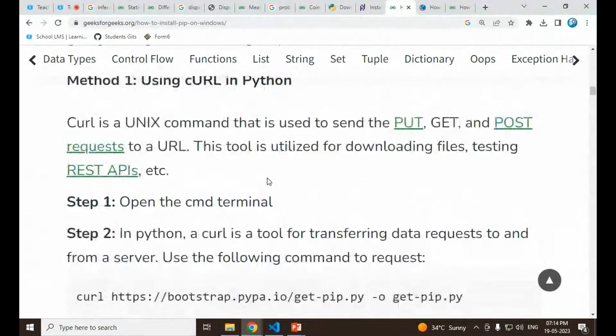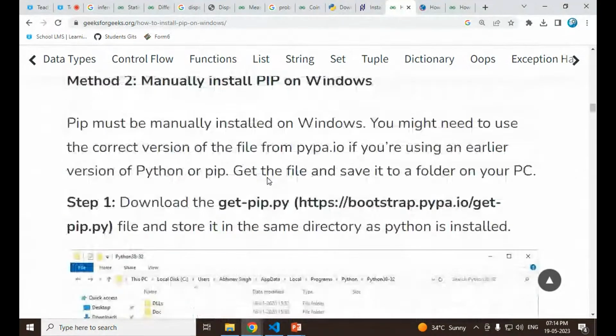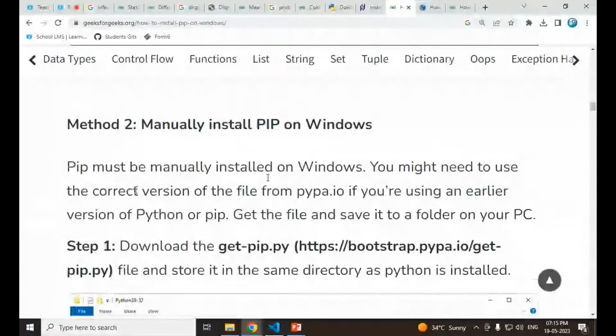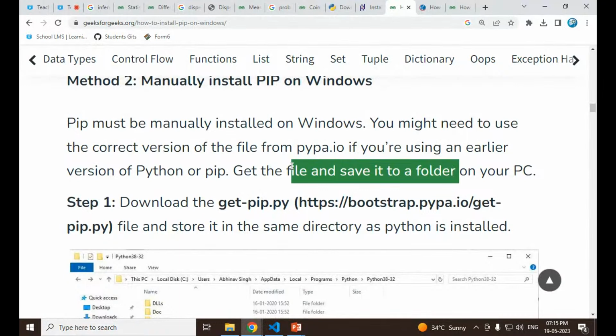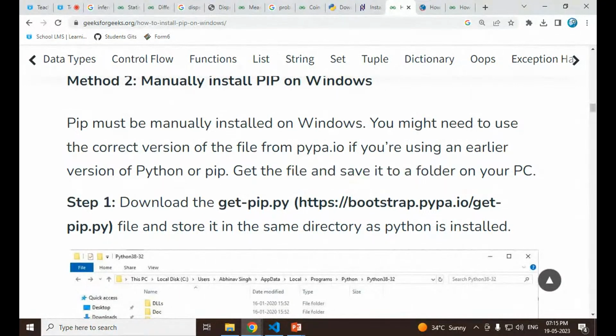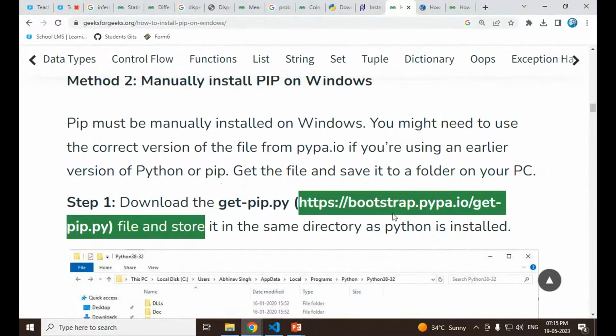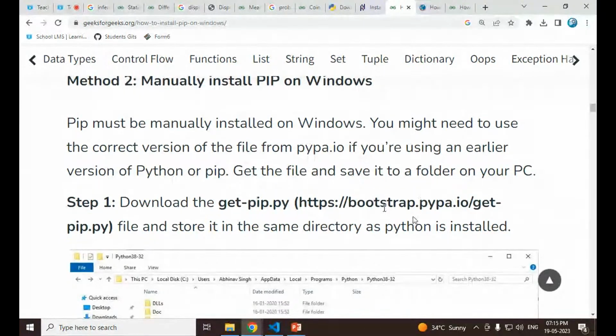These are the steps you need to follow to install on Windows. Pip must be manually installed on Windows. You might need to use the correct version of a file from pypa.io. If you are using an earlier version of Python or pip, get the file and save it in some folder on the desktop. Can you visit this website? Type this website name, complete till here.